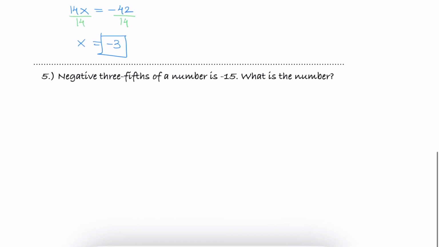And our last question, -3/5 of a number, so times a number, x, is -15. What's the number?